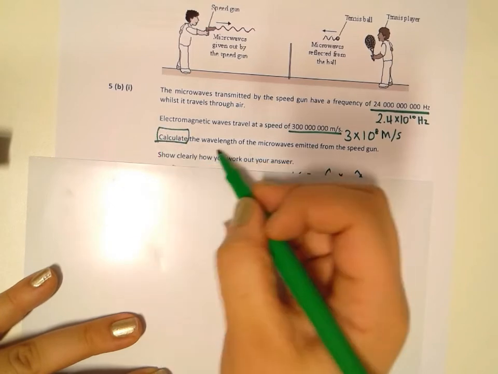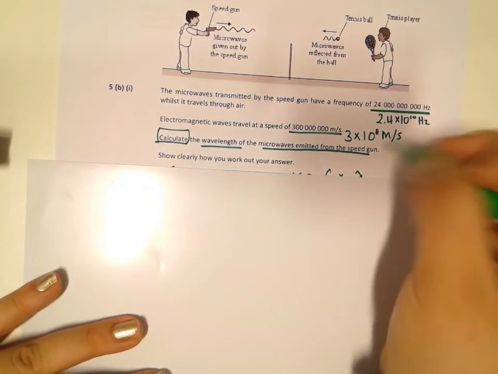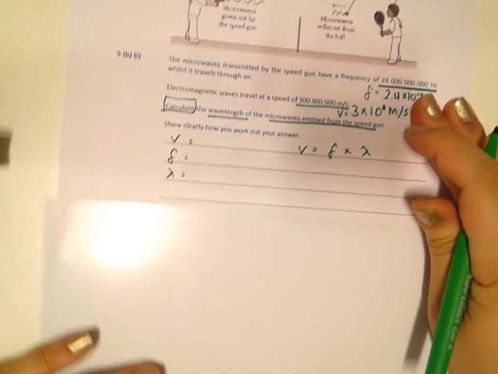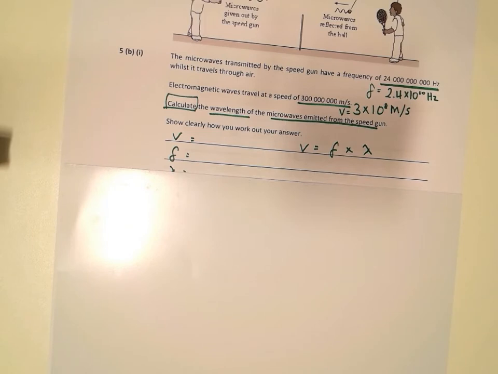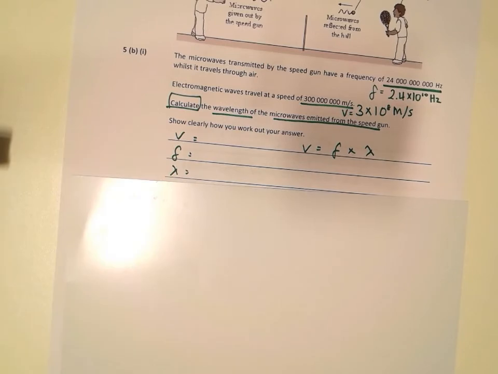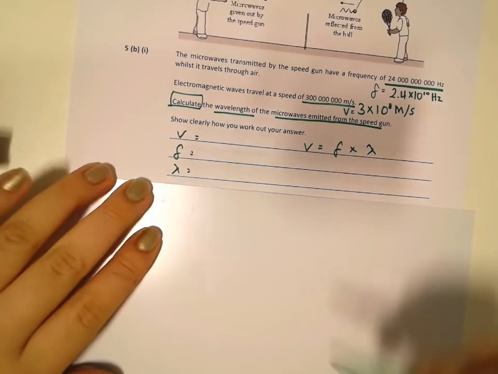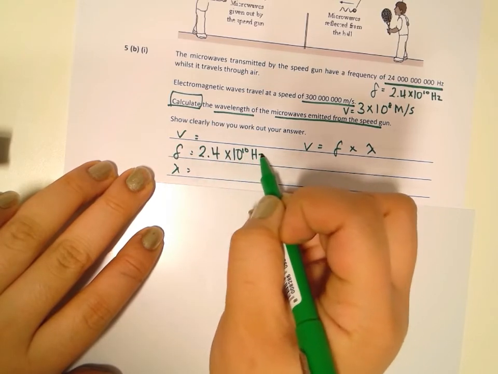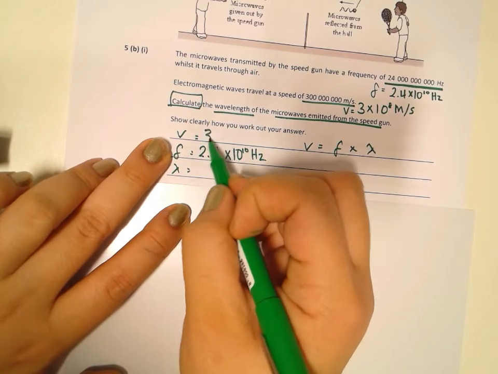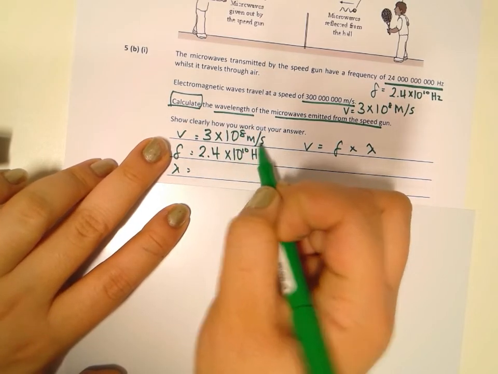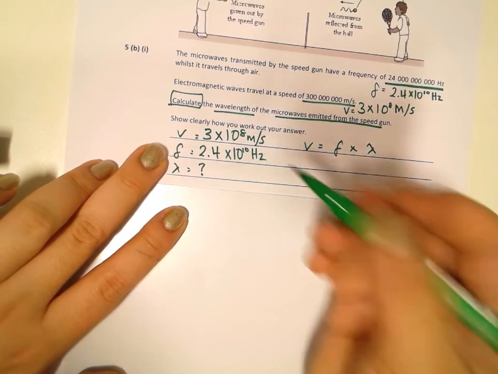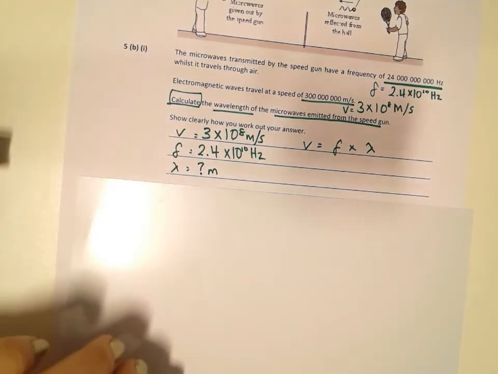You're calculating the wavelength of a microwave, and in this case, let me just add in the frequency, and also this is V for speed. So here is my equation added in already, and so we put our numbers in. The frequency is 2.4 times 10 to the power of 10 hertz. The speed is 3 times 10 to the power of 8 meters per second. We're calculating the wavelength, and it hasn't asked us to change any of the units, so we'll keep it in the standard unit of measurement, which is meters.